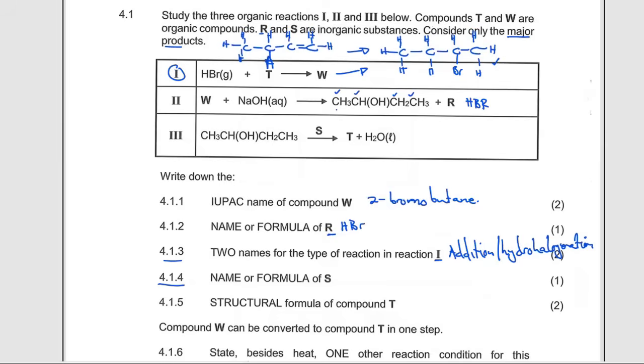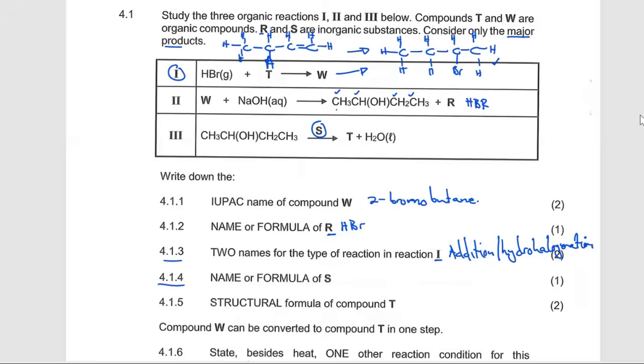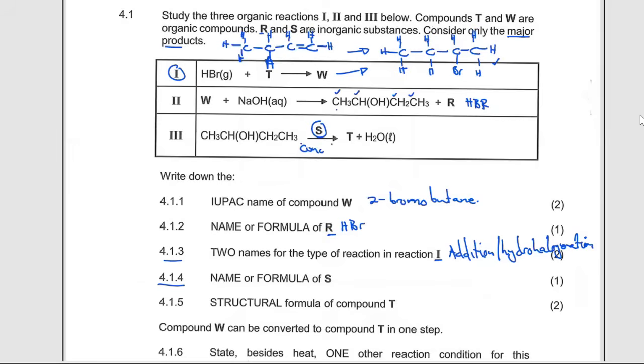Then 4.1.4 says name or formula of S, right? So what do we need there? We're going to need a catalyst, right? So in terms of a catalyst there, what am I going to use? This one is going to be our concentrated H2SO4, right? So I can just say conc H2SO4, which is our sulfuric acid there.